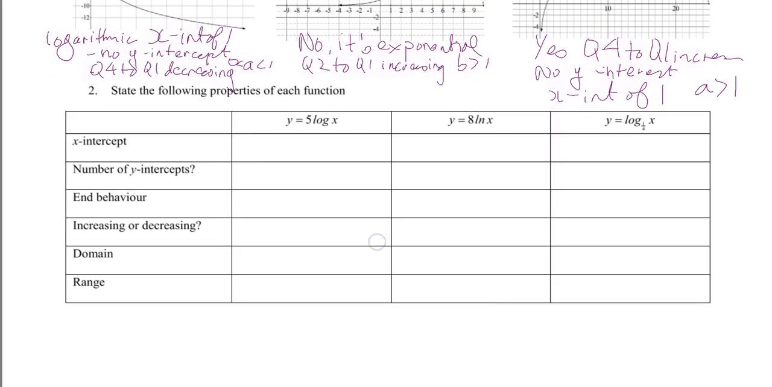State the properties of each function. So what is the x-intercept of this? What is the x-intercept of this? What is the x-intercept of this? How many y-intercepts are there? And, okay, fill in the rest. See if you're paying attention. Use a pencil. Have an eraser handy in case you weren't paying attention.